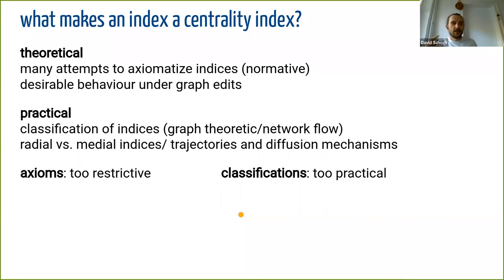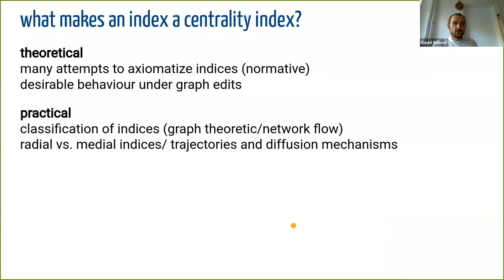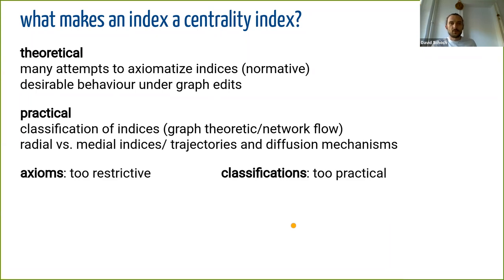The problem with both approaches is that the theoretical or technical ones are way too restrictive. In all these cases, when they have the axiomatic system, they realize that there's only one or two indices that fulfill these properties. So what they basically give us is a way of axiomatizing single indices, but not a set of axioms for the whole set of centrality indices. The classifications are just too practical to make any more advanced statement of what makes an index. You can tell that an index measures network flow in this and that way, and it calculates this and that trajectory, but it doesn't help us to delineate what makes an index.